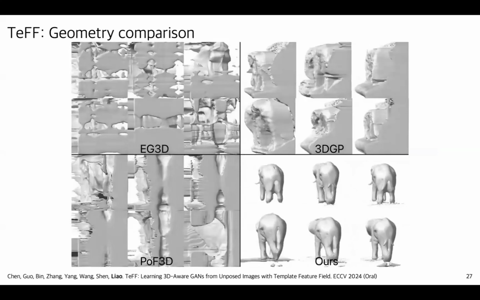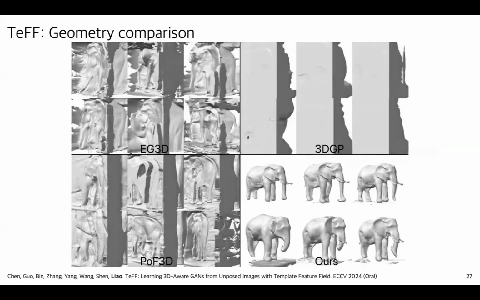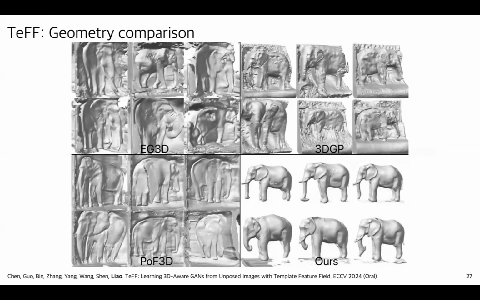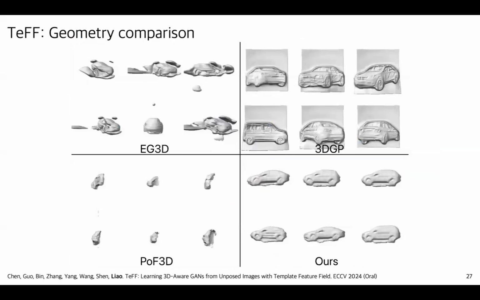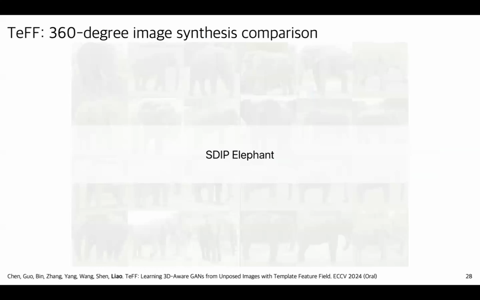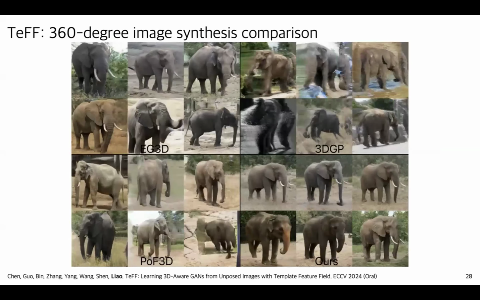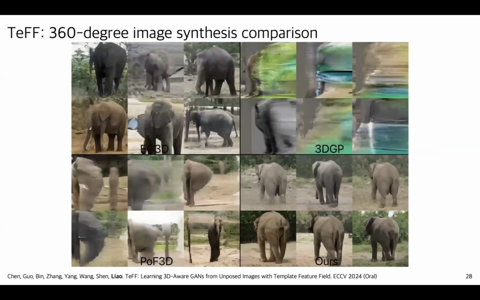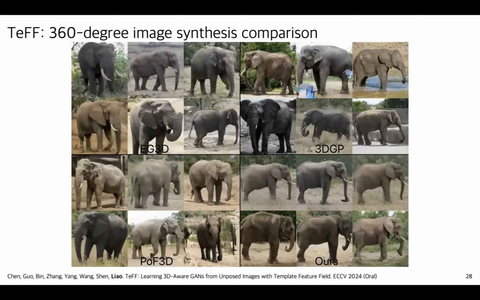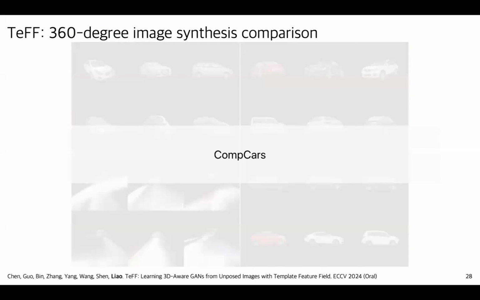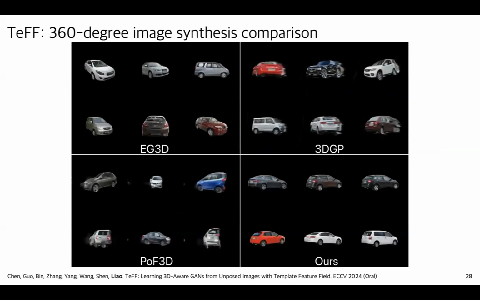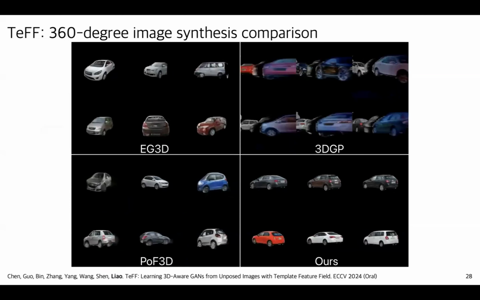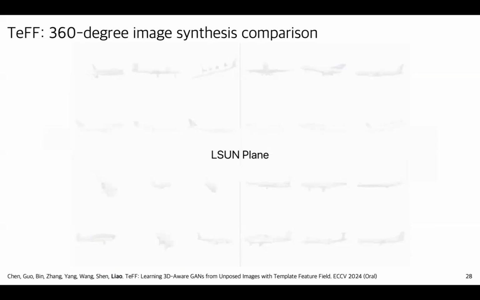So with this, we are able to recover the complete objects because we now have this canonical space and can resolve the pose for all the real images. And then we also have photorealistic 360-degree image synthesis, like this. On the bottom right is our result, where we can generate the 360-degree objects because we are able to correctly estimate the camera pose. And it also applies to other categories like cars and airplanes.